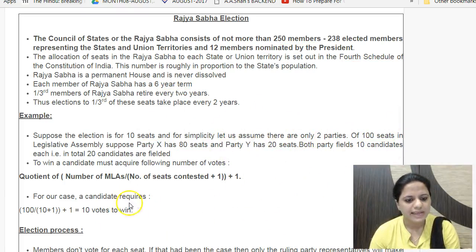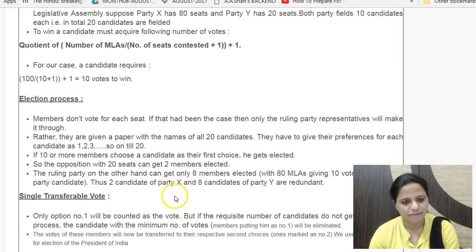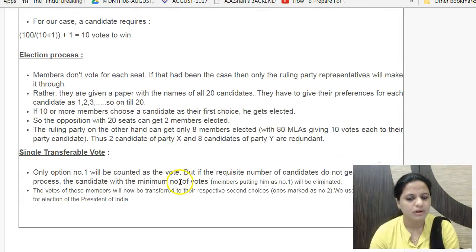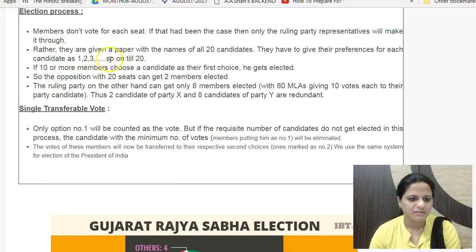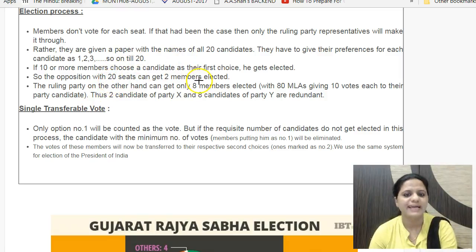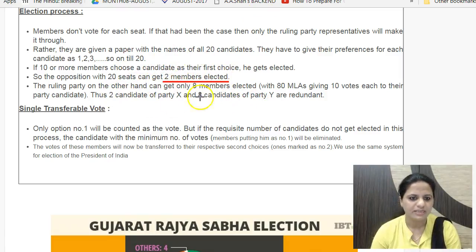How this goes ahead is through the single transferable vote system. As we saw, each member will vote in order, for those 20 members who are standing, giving their first preference, second preference and so on. And then the counting takes place. With 20 seats in the opposition, even if all 20 members give first preference to their candidates, still 2 members will be elected from the opposition. This can be assured. So it's not that all members will be from the ruling party only in Rajya Sabha.